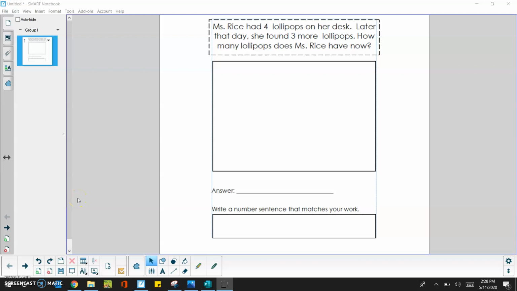All right, our problem says Miss Rice had 4 lollipops on her desk. Later that day, she found 3 more lollipops. How many lollipops does Miss Rice have now?